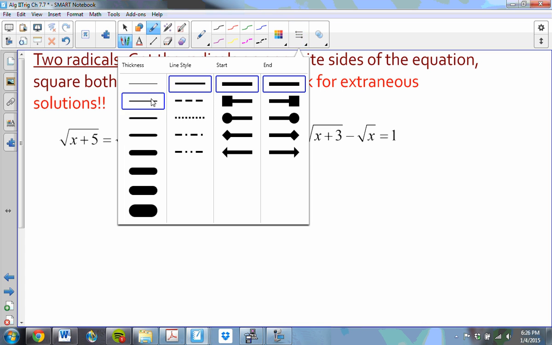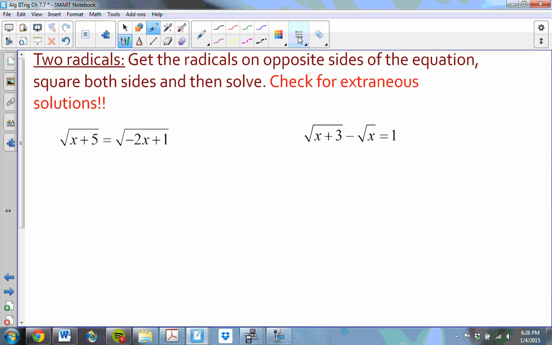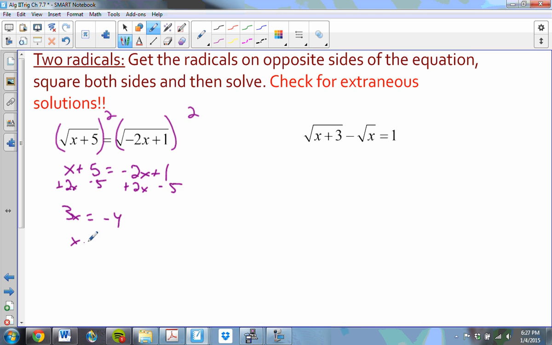Right now I have a radical on both sides. Well, to undo a square root, I square, and whatever I do to one side, I do to the other, so I can square both sides. And when I square both sides, the square roots just go away, so I get that x plus 5 equals negative 2x plus 1, and this just becomes a linear equation that I solve. And I get that 3x equals negative 4, so x equals negative 4/3.